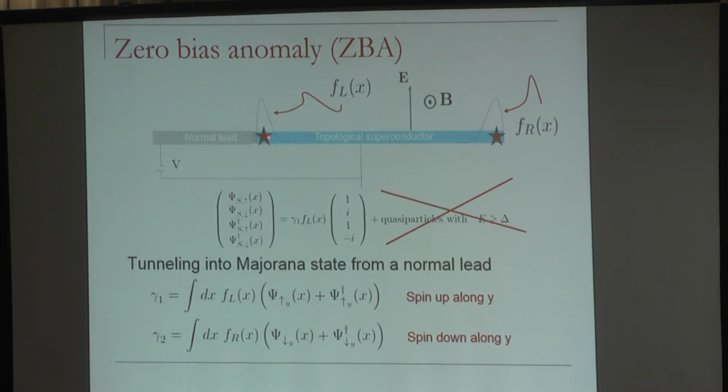So you tunnel into the Majorana state from a normal lead, and this gamma 1 in turn you can express as a spin-up superposition of electrons and holes, again with this wave function. Yeah? Similarly, the other Majorana fermion will have a spin down if you go through this algebra. So they have a spin structure encoded in these wave functions here.